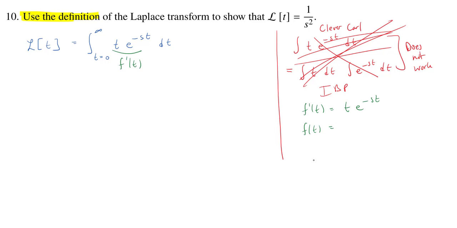Let's break this up. I'll use my tabular method. I'll have t and e to the negative st. I take derivatives until I get to 0, and I take antiderivatives. Because of this s, we have to think a little bit. t is the variable with respect to which we are anti-differentiating, so s is a constant. It looks like it's a variable, but it's really just a constant for us when we anti-differentiate.